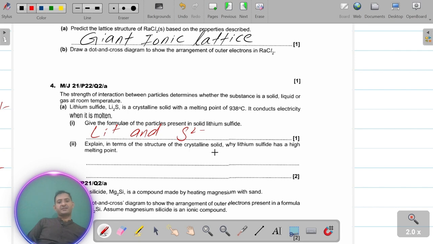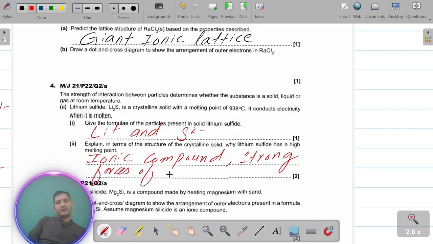Explain in terms of the structure of the crystalline solid why lithium sulfide has a high melting point. Because of strong electrostatic force. It is an ionic compound, and when the compound is ionic, we know there are strong forces of attraction between the cation and anion. Because they are oppositely charged ions, they are strongly attracted to each other.